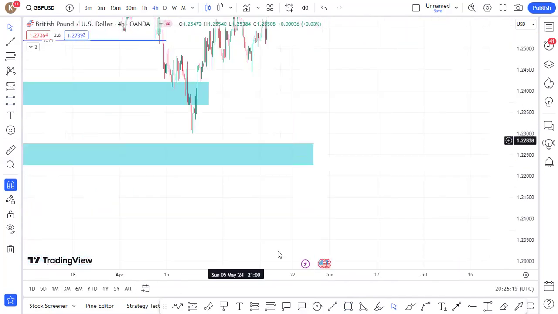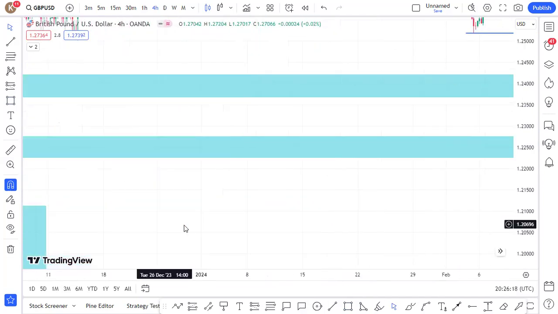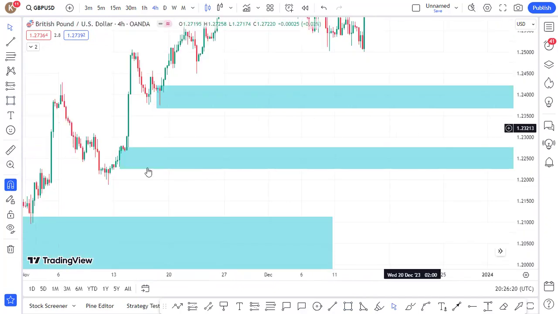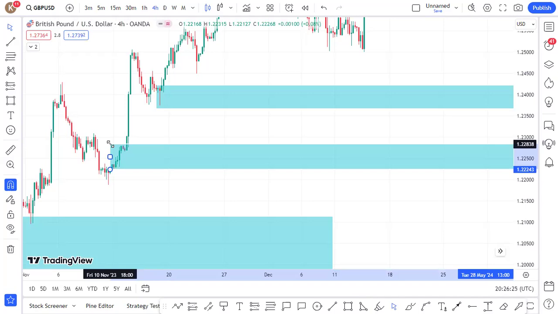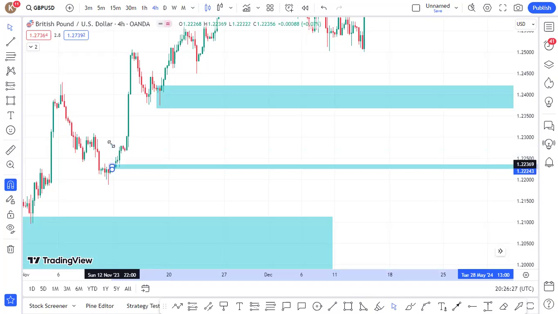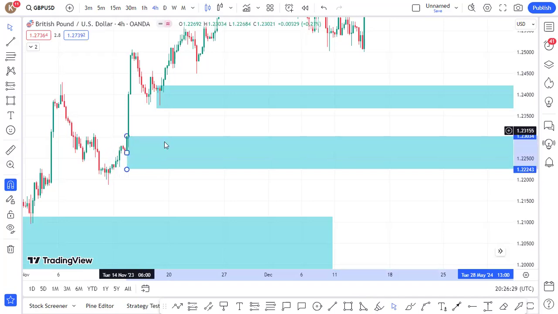The price came to fill some fair value gaps here. Okay, let me see. Everything is mitigated. This candle is mitigated. Okay, I can take the whole of this one.